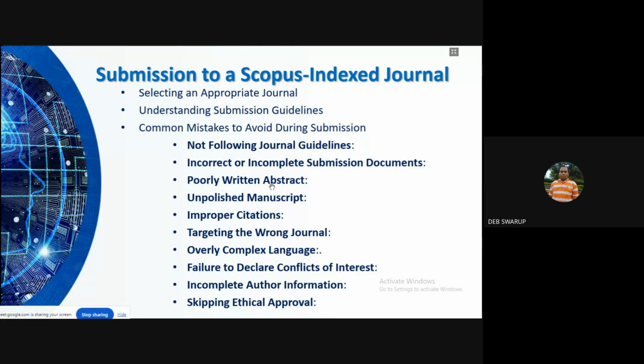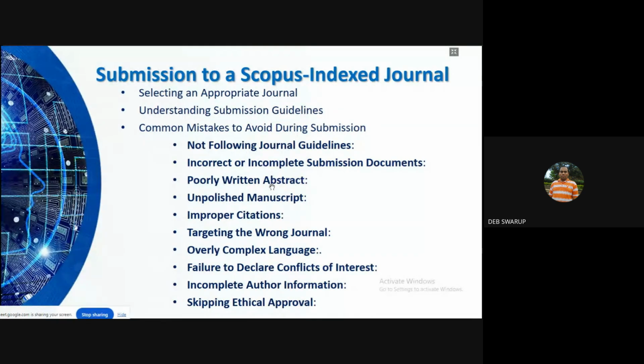And next is incomplete or incorrect submission. So don't give any fake data or false data. You can delay your submission. There is no hard and fast rule that you have to submit your paper today only. You can start the submission today, you can do it after 1 month, no issues. Don't go for same day submissions and don't give incorrect data.